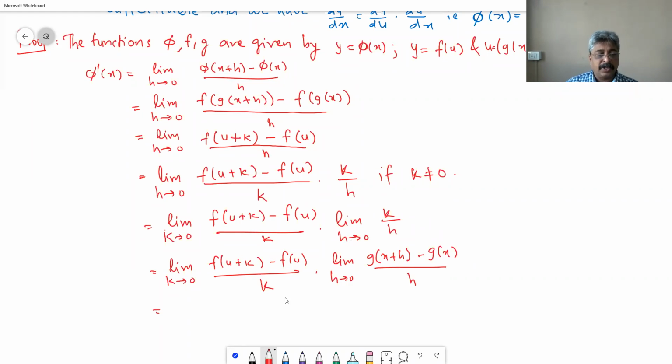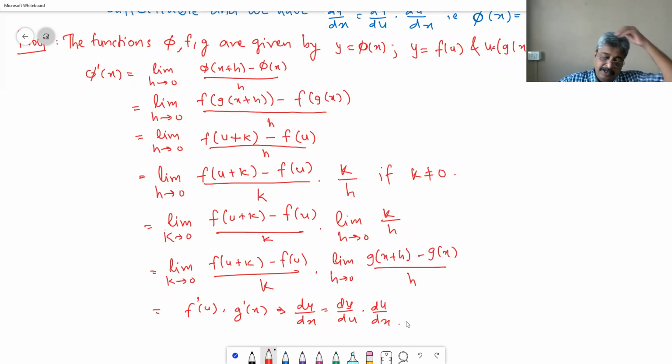Okay, and therefore this is f dash of u into g dash of x, which is dy by dx, which implies dy by dx is equal to dy by du into du by dx. That is the way to present.